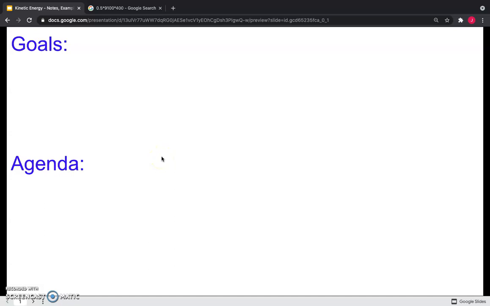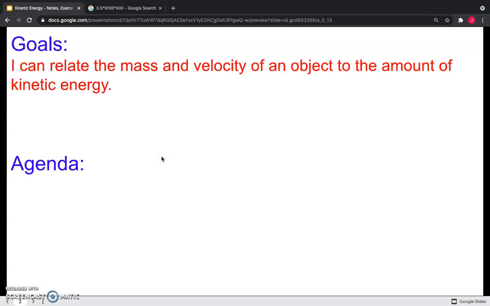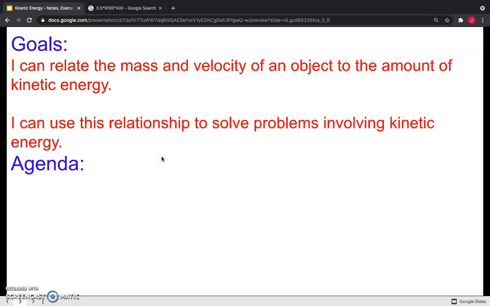Yesterday we were learning about gravitational energy. Today we're going to be learning about how to calculate kinetic energy. So goals for today: I can relate the mass and velocity of an object to the amount of kinetic energy it has. And then hopefully you can use this relationship to solve problems involving kinetic energy.